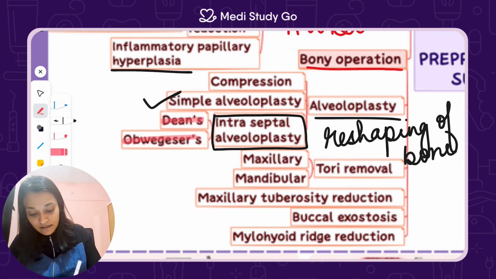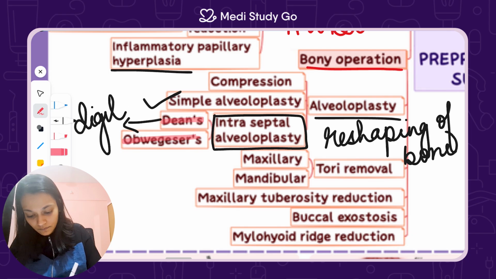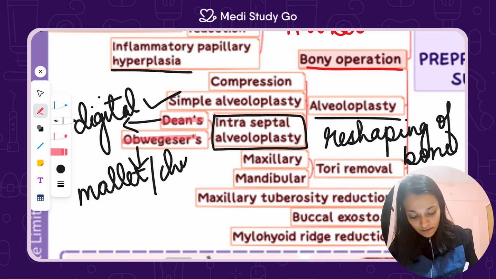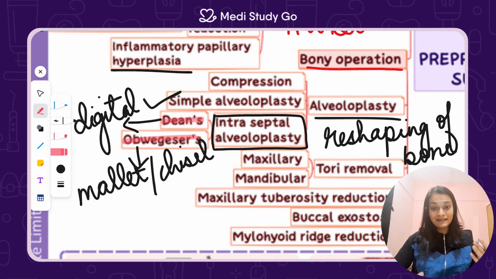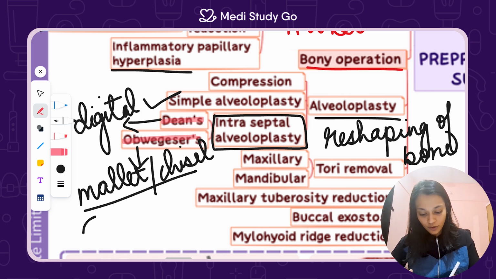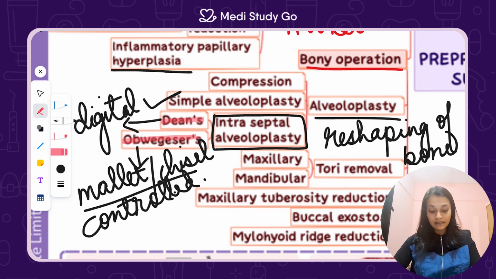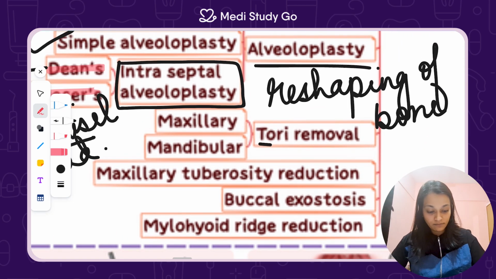Here there is digital pressure that is applied, while in the second technique, it is done either through a mallet or chisel. Because there is an instrument applying the pressure to the labial cortical plate, this is more controlled and also more precise than Dean's technique.